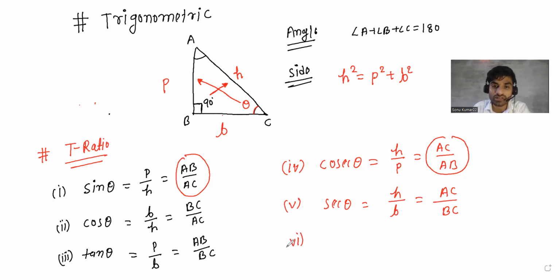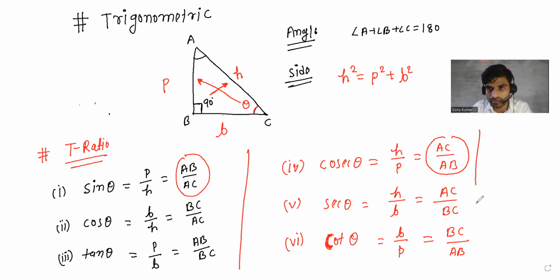Now the sixth one is the reciprocal of tan theta, which is cot theta. Cot theta is equal to the reciprocal of P by B, so you can write B by P. The base value is BC and the perpendicular value is AB. Just we can recall by the help of the reciprocal. I want to write something here.